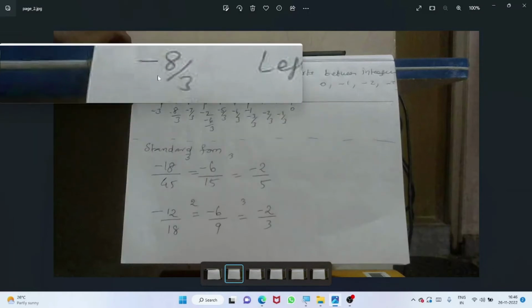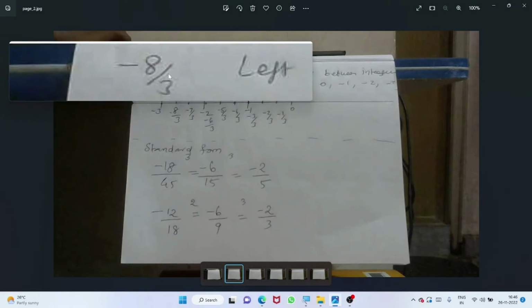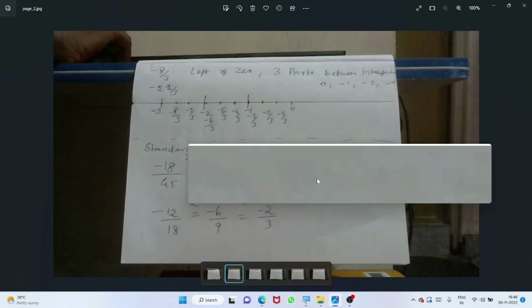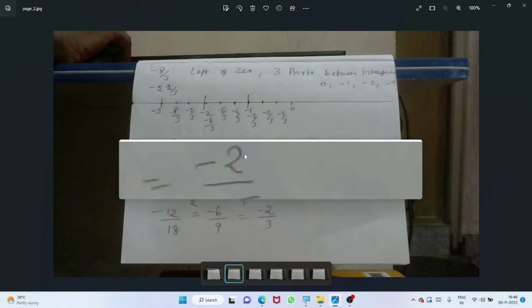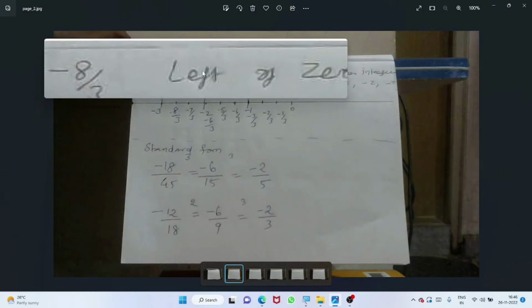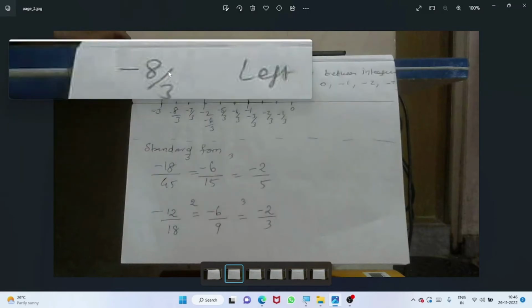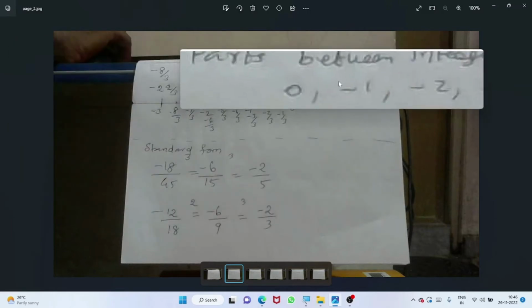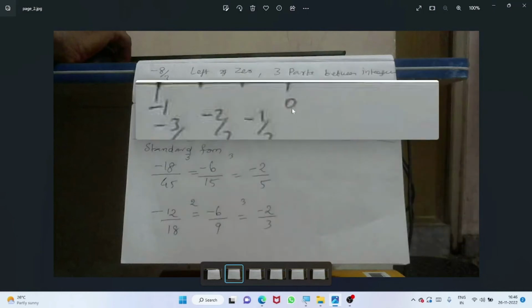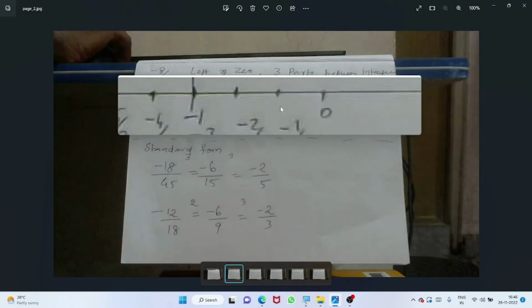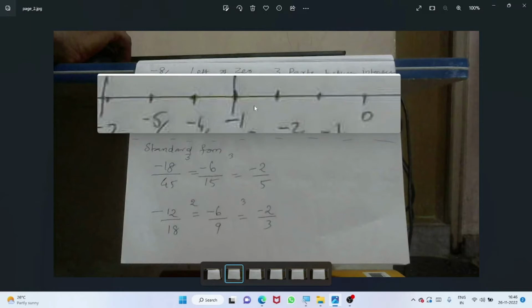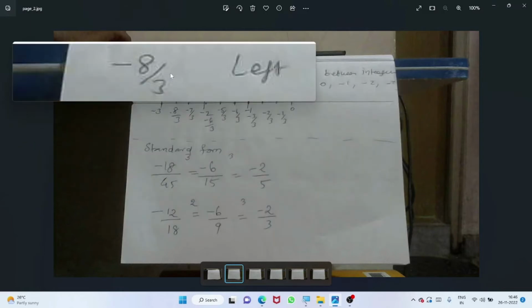Okay. See this minus 8 by 3, I am representing it on the number line. Because it's a negative, you have to do it on the left side of the 0. And there are three parts between 0 and minus 1. Okay, 0 and minus 1 here: 1, 2, 3 parts. Now this is 8 by 3.